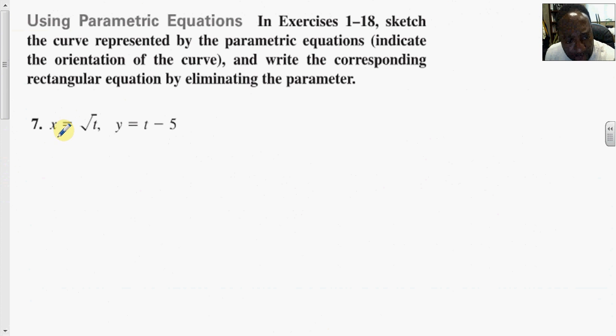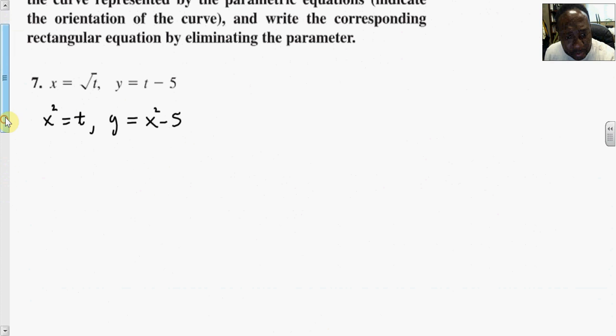So here, notice that if you square x, that gives us t. And then for the second equation, y is equal to t, that is now x squared minus 5. Well, we know that this is a parabola, but what direction and what values do x and y take on relative to t?